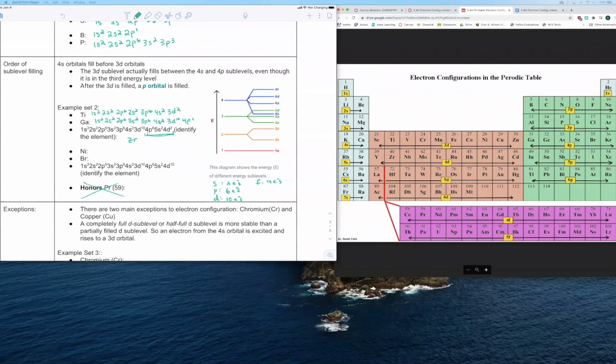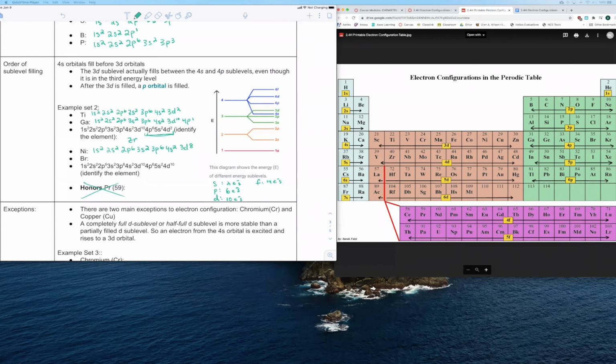Okay, let's finish this up. So for nickel, nickel is atomic number 28. So we're following the same idea. So I would have 1s2, 2s2, 2p6, 3s2, 3p6, 4s2, and then I would have 3d 1, 2, 3, 4, 5, 6, 7, 8. So 3d8.